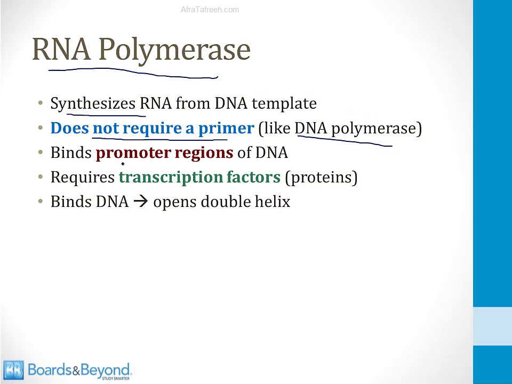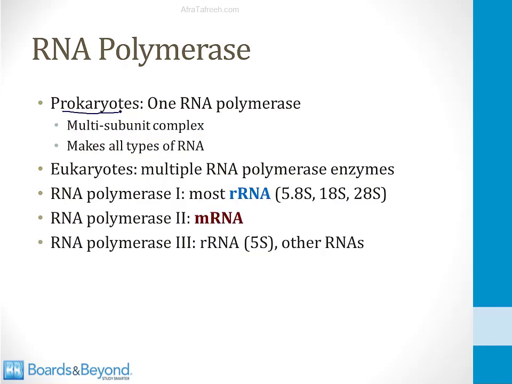RNA polymerase works by binding to regions of DNA called promoter regions. It requires proteins called transcription factors to work, and it binds to DNA and opens the double helix and begins the process of transcription so that RNA will be made from DNA. In prokaryotes like bacteria, there is one RNA polymerase enzyme. It is a multi-subunit complex, and it makes all the different types of RNA, like messenger RNA, tRNA, and ribosomal RNA. In eukaryotes, there are multiple different RNA polymerase enzymes that function in cells.